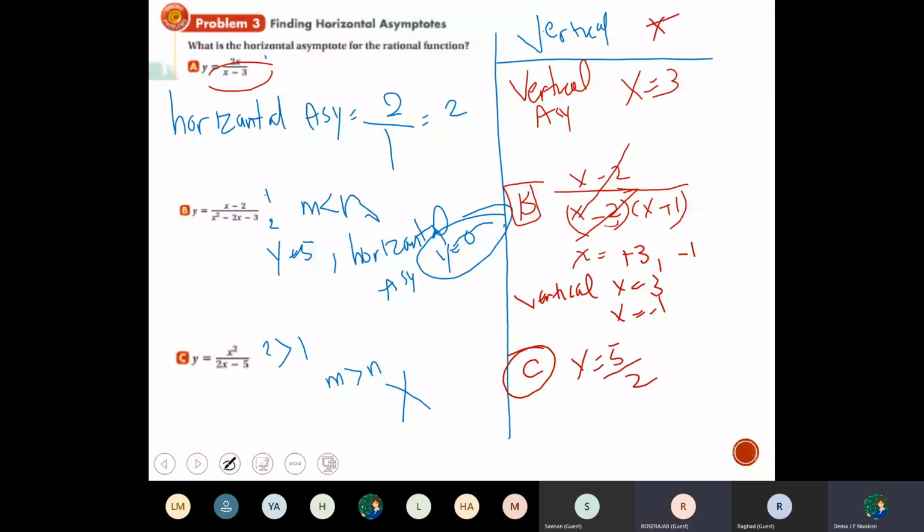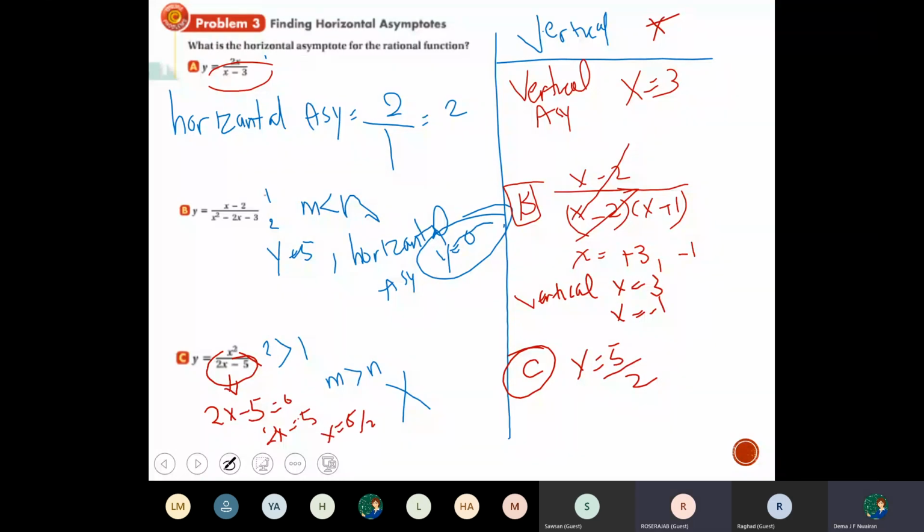Can you repeat here? Here, what are the zeros of the denominator? 2x minus 5 equals 0. So 2x equals 5. So x now is 5 over 2.